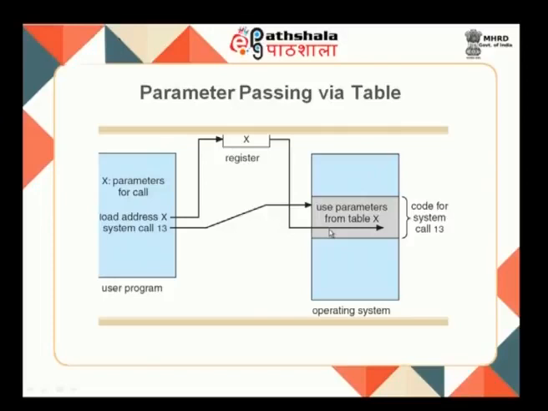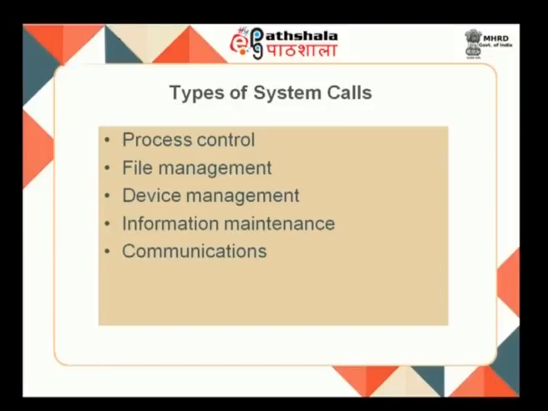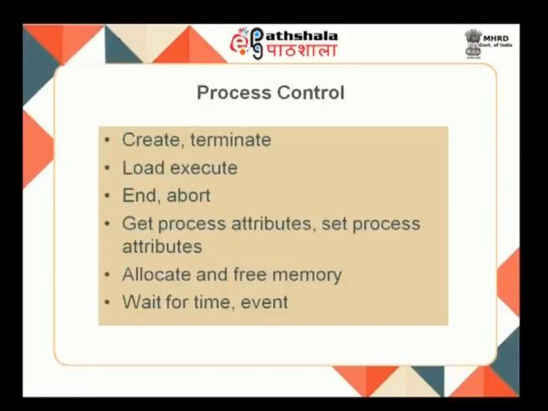So, this is how you can pass parameters to system calls. And when you look at types of system calls, you have system calls for process control, file management, device management, information maintenance, and communications. For all the functions of the operating system, you have corresponding system calls. In process control, you have system calls for creating a process, terminating a process, loading a process into memory, executing a process, and ending or aborting a process.